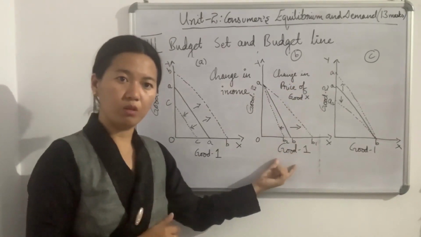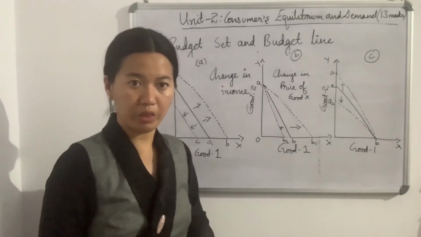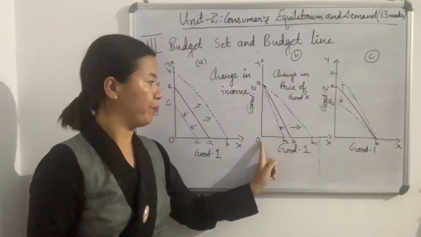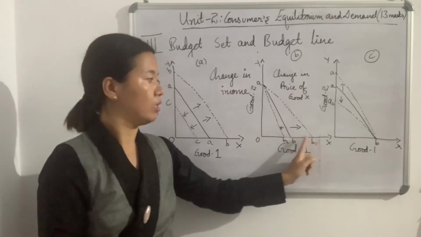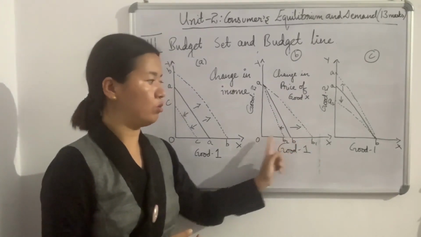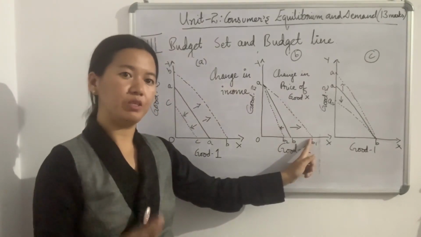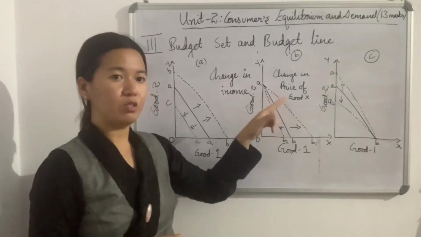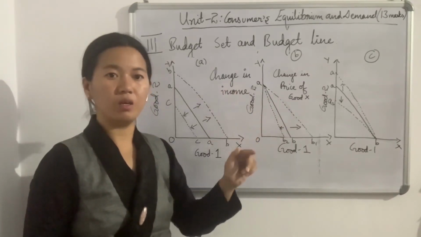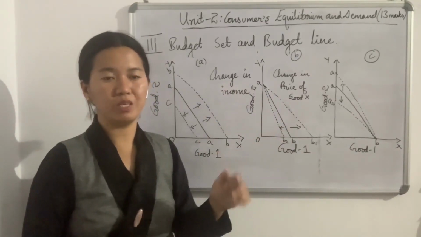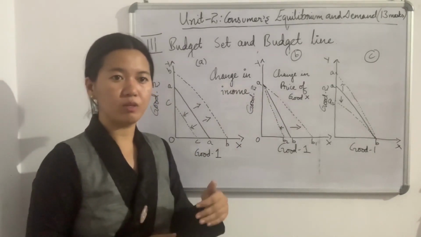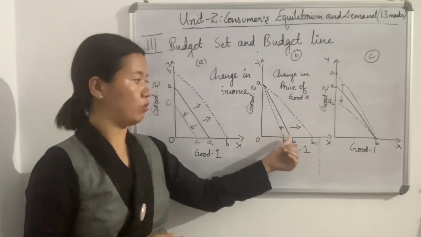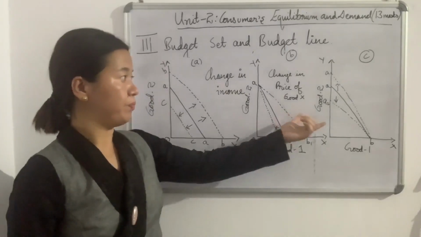When the price of good 1 falls, you will be able to purchase more of good 1. Therefore, when the price of good X falls, your budget line will rotate outward, that is, rotate towards right from OB to OB1, but you'll be consuming the same amount of good 2. And in the same way, when the price of good 1 increases, you'll be able to purchase less of good 1. Therefore, your budget line will rotate inward, that is from OB to OB2. It will rotate leftward.